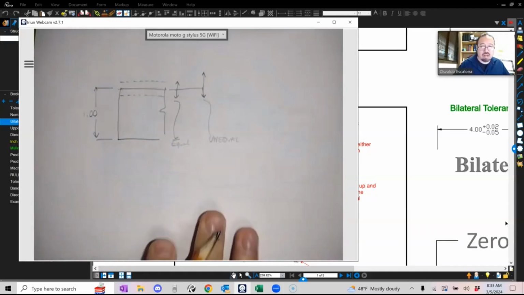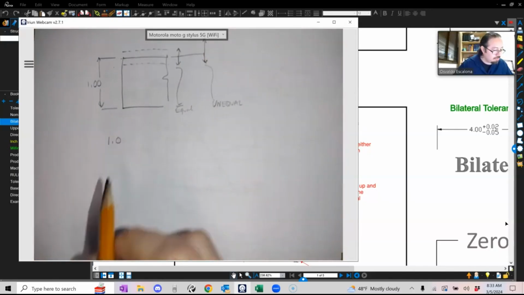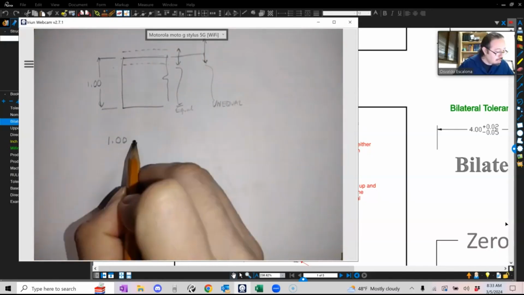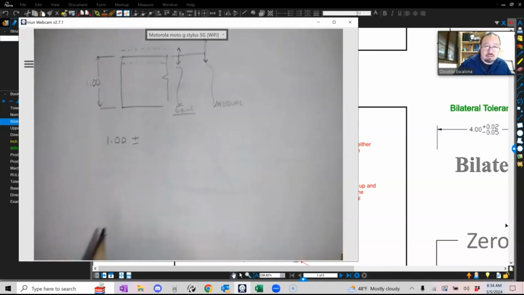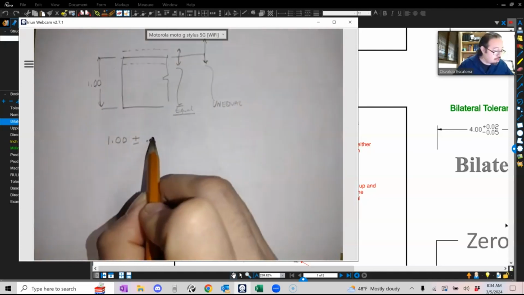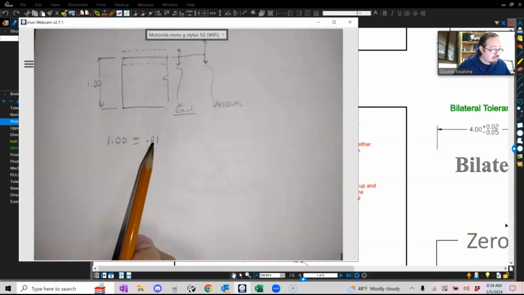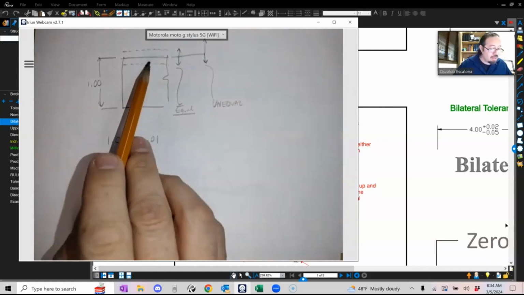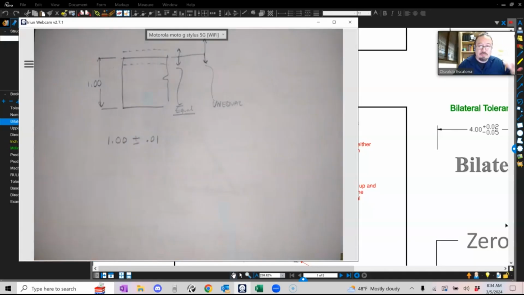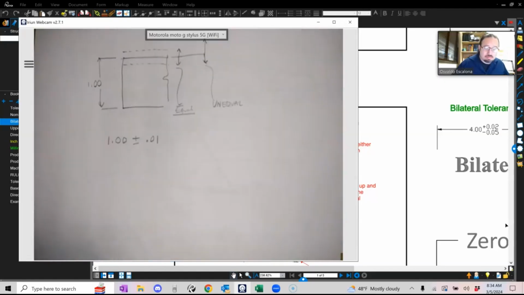Right? And how will you write it? Well, if I were to do equally bilateral, I know that it is going to be equal on both sides. So the way you will say it is plus and minus, and then you will call this guy, I don't know, 0.01. Okay? So 10 thousandths. That means I'm going to go up by 0.01 and smaller by 0.01. My tolerance is going to be equal in both directions. 0.01 up, 0.01 going down.